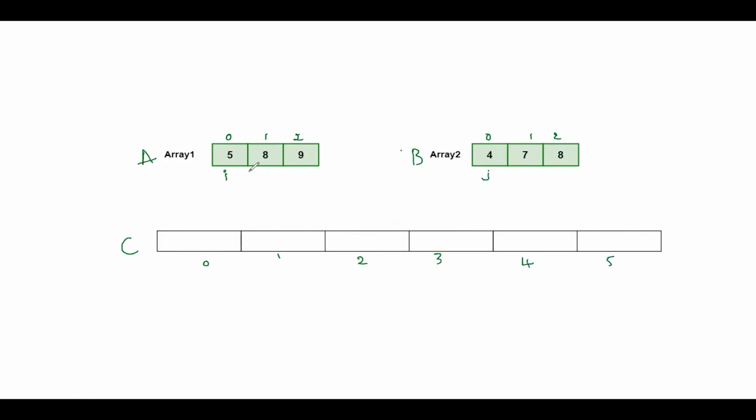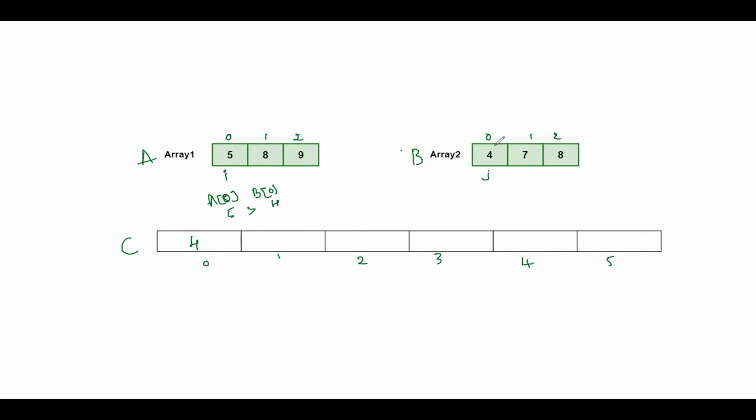First I will take the first elements of both the arrays. I will take A of 0 and compare it with B of 0. This is nothing but 5 and this is nothing but 4. Now I will compare whether this is greater or less. Whichever is less, I'm going to store in my resultant array, and I will increment the counter of only the array whose value I have stored in the result.